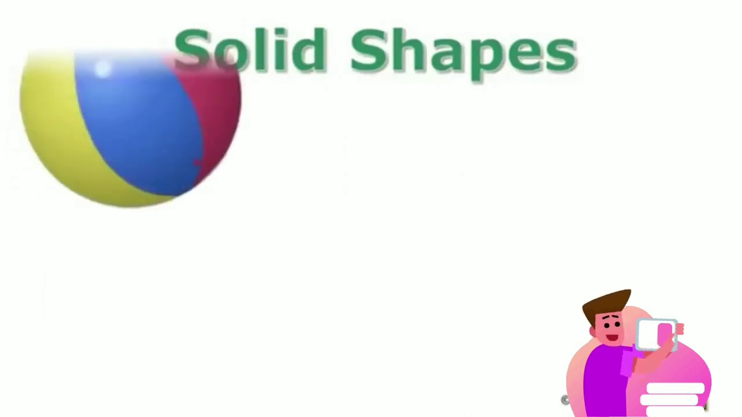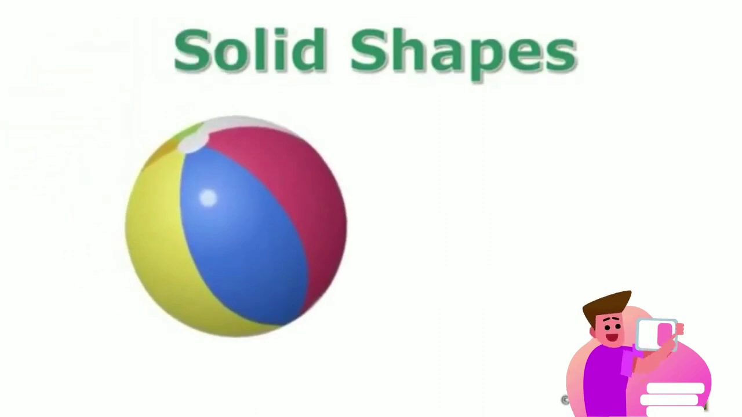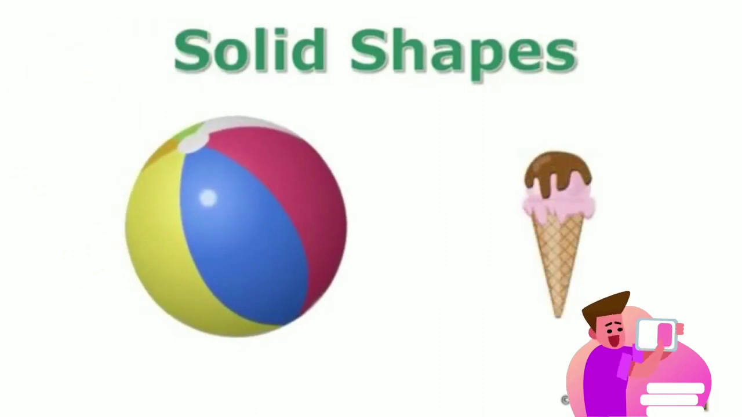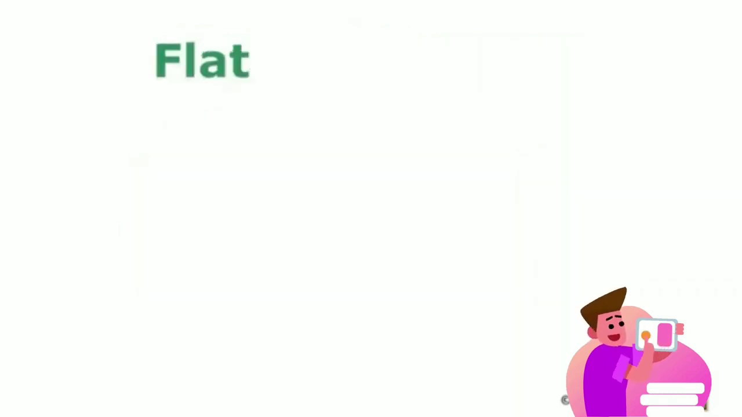Now, a solid shape, on the other hand, has three dimensions. This is length, breadth, and height. Take for example a ball. By holding it, we can identify what shape the ball takes because it's a three-dimensional shape.